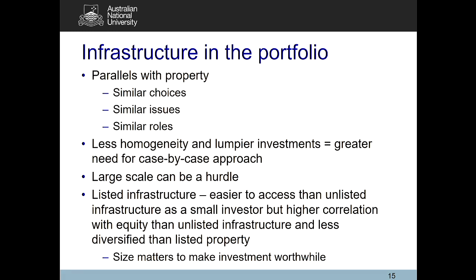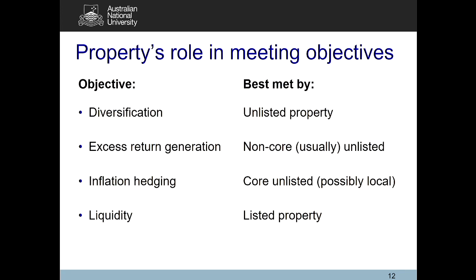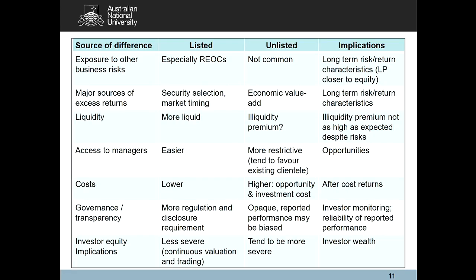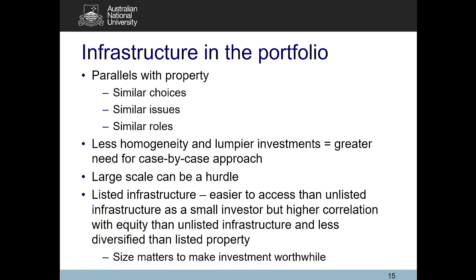Now, that said, it does have parallels with property. It has similar choices, issues, and roles, and a lot of the things that we talk about in the property slides, like these choices, they do affect infrastructure as well. But there are some differences with property that are important to be aware of. One of them is that there's less homogeneity, right? Different types of infrastructure behave very differently to each other. And there's also lumpier investment. It's really expensive to start up a new infrastructure project, much more so than with property. And the costs through time can be different depending on what the project is. So you've really got to take a case-by-case approach when it comes to your infrastructure.